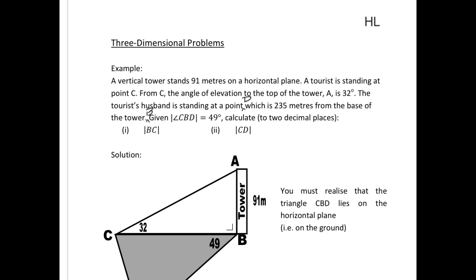In this video, I'm going to be going through a three-dimensional trigonometry problem, which are very commonplace on the Leaving Cert higher level examination. Our example reads, a vertical tower stands 91 meters on a horizontal plane.